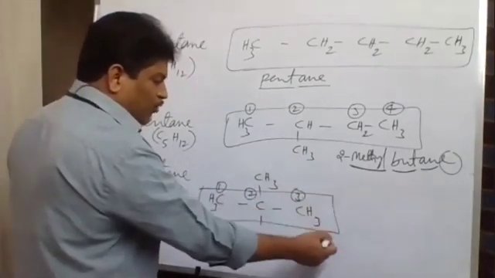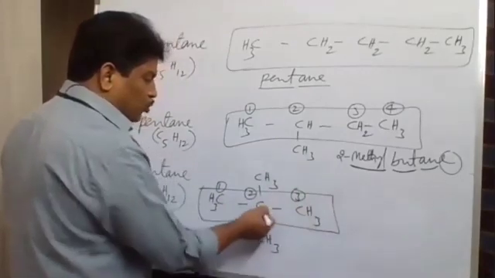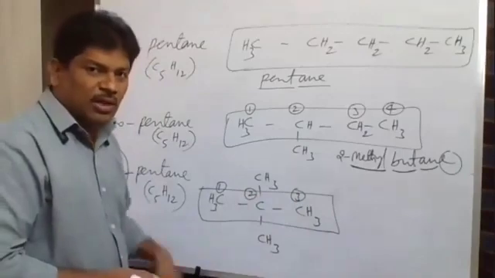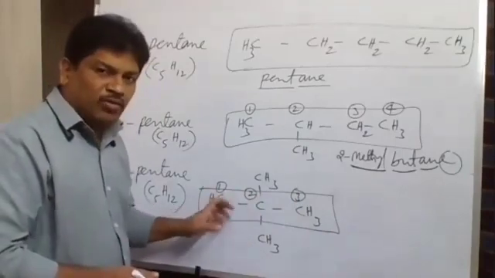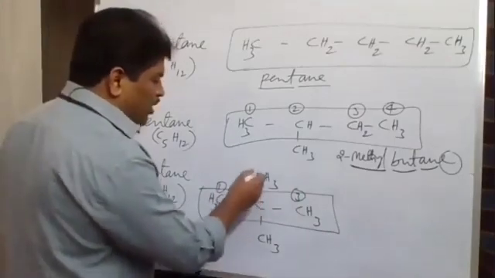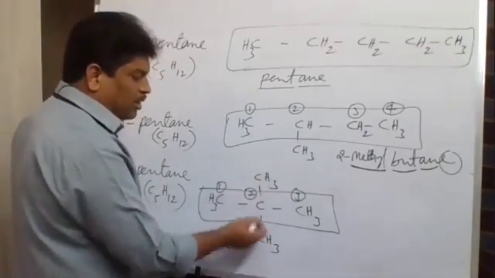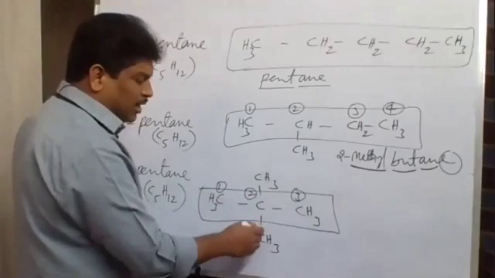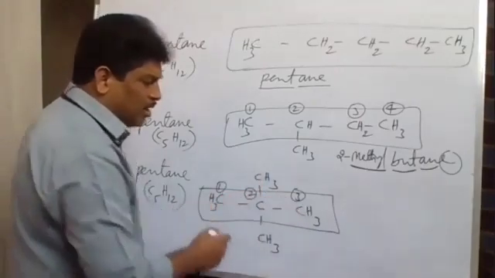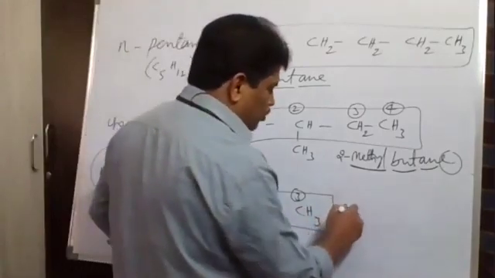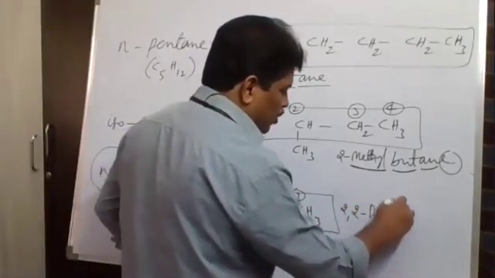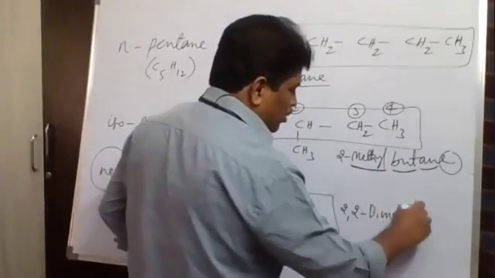If you give numbering from right to left also, this carbon only gets the second number. Position 2 is given to this carbon, from left to right numbering or right to left numbering. So on the second carbon, how many methyl branches are there here? 2 methyl branches. So we have to say 2,2-dimethylpropane. The name here is 2,2-dimethylpropane.